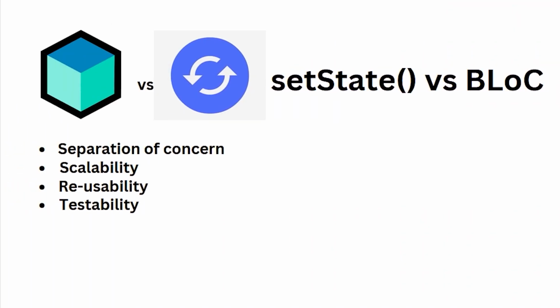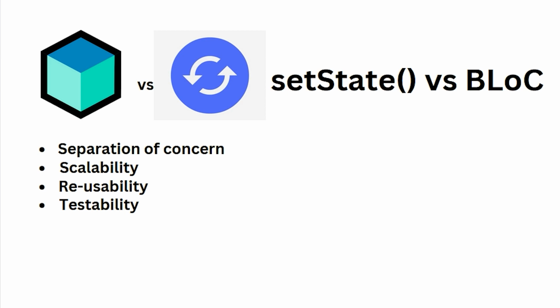So the first reason is the separation of concerns, which means that with setState, the business logic and the UI are tightly coupled, making the code harder to understand, test and maintain. A state management solution like Bloc separates the business logic from the UI, making the code more modular and easy to understand. So this was the first reason, the separation of concerns.